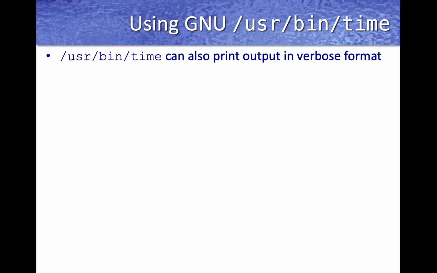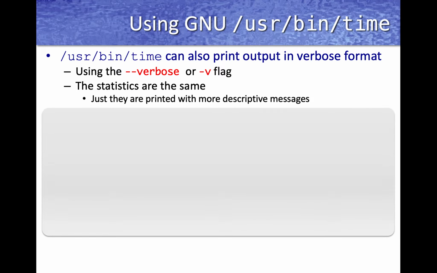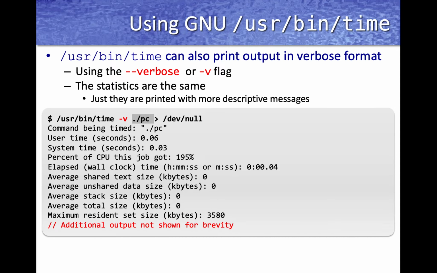The /usr/bin/time command can also print the output and statistics in a slightly more verbose format. For this, you can use the --verbose or -v flag. Keep in mind the statistics are the same whether you print them in an abbreviated or in the verbose format. So when you run a command with -v, it'll basically print the statistics with additional descriptive messages about each one of the statistics that was generated.